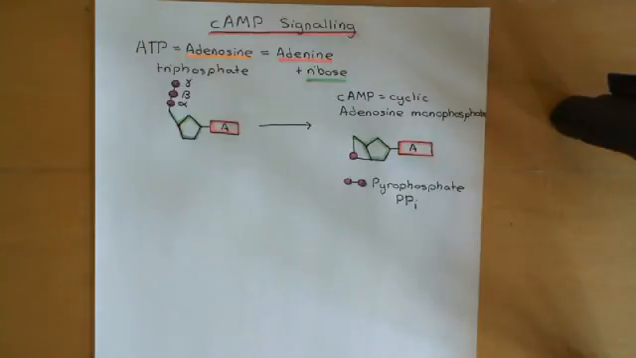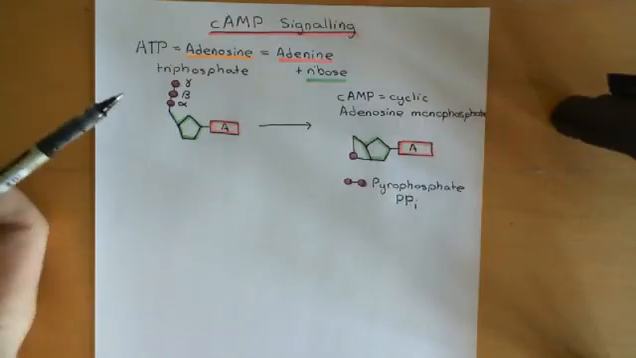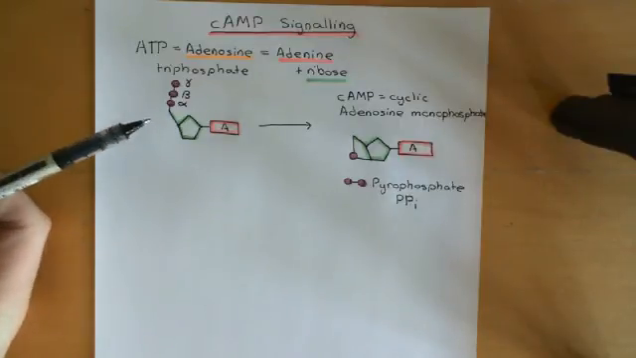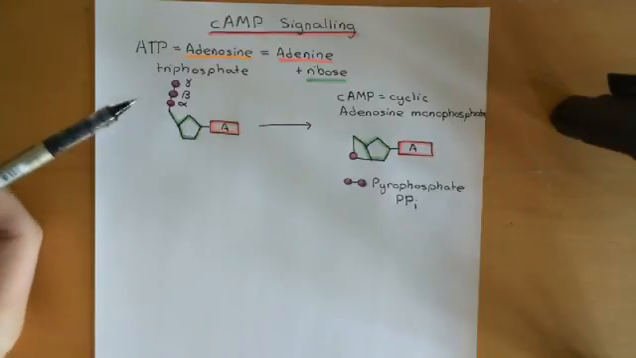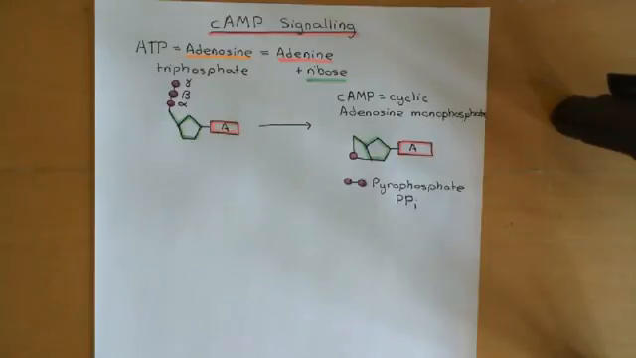So we can make cyclic AMP, this really important intracellular messenger, from a molecule that we know we have a lot of in the cytoplasm of the cell. Adenosine triphosphate is the foundational energy currency of cells, so all cells have a lot of adenosine triphosphate.